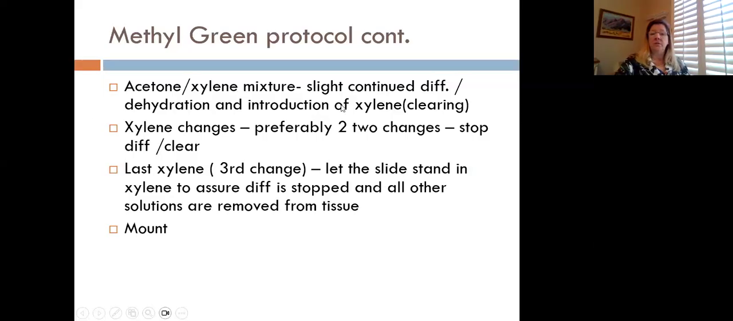From here, we're going to go into straight xylene and 2 changes of it to make sure that we have stopped the differentiation and we have cleared our slide. Then we're going to go into a last xylene. This is a safety net. It's a 3rd change, and we're just assuring that there is no acetone left on that slide. So we're going to drop our slide in here and let it stand for a while. It's not going to hurt it to sit there for 3 minutes, or until the end of the day. Okay. Then you're going to mount it.